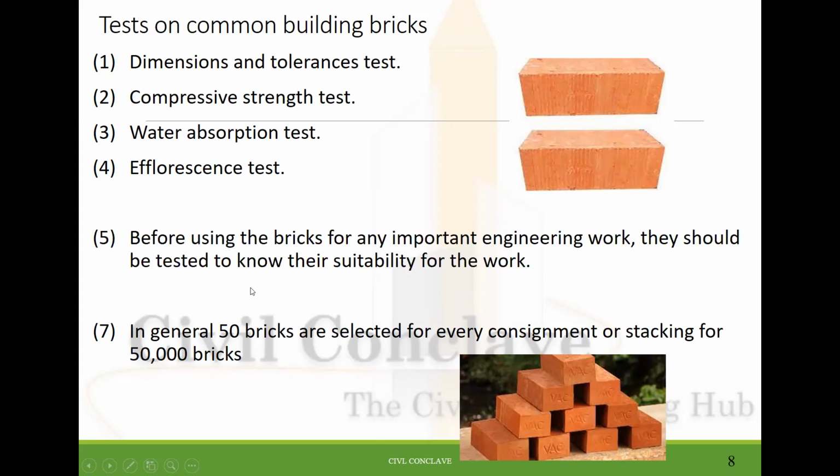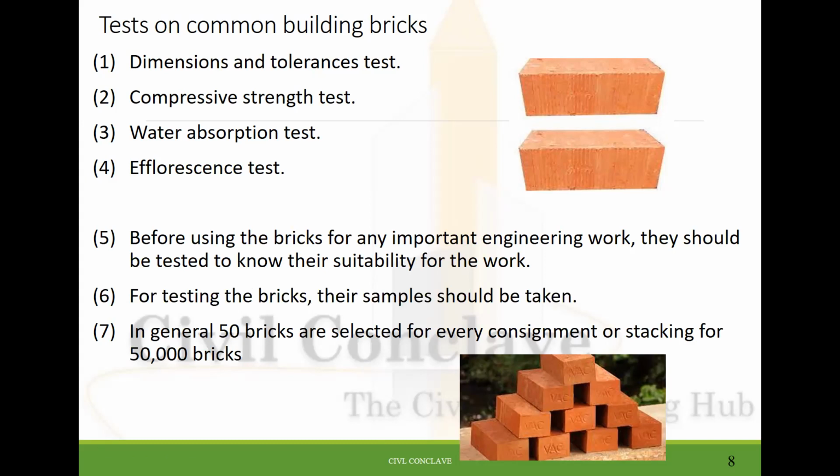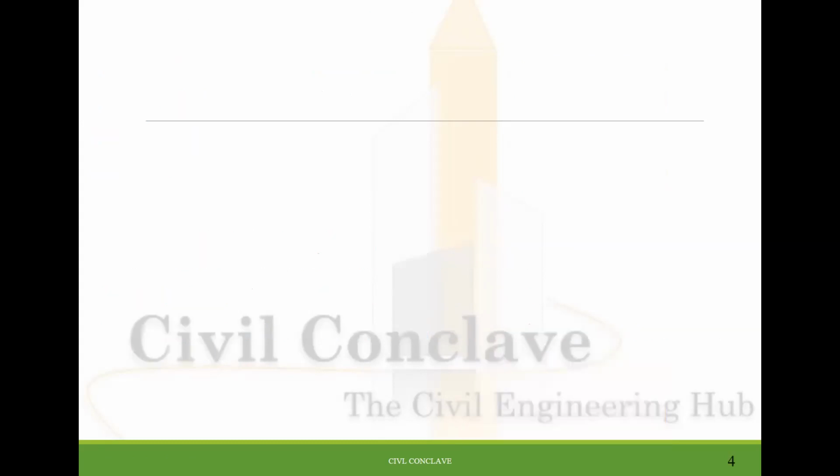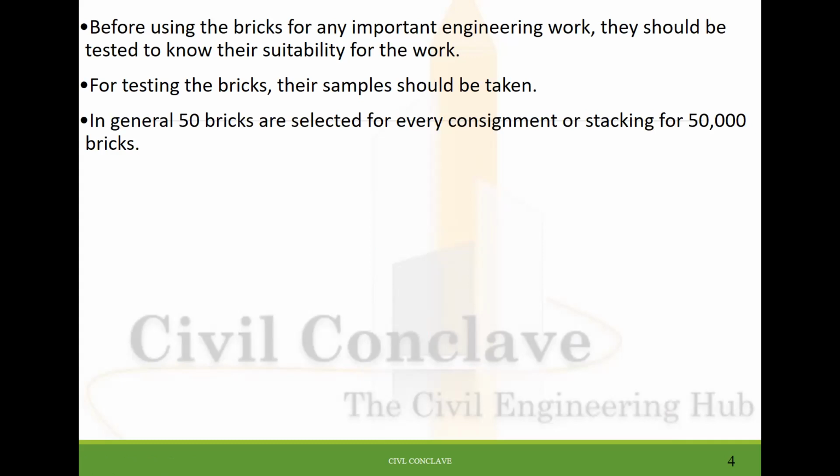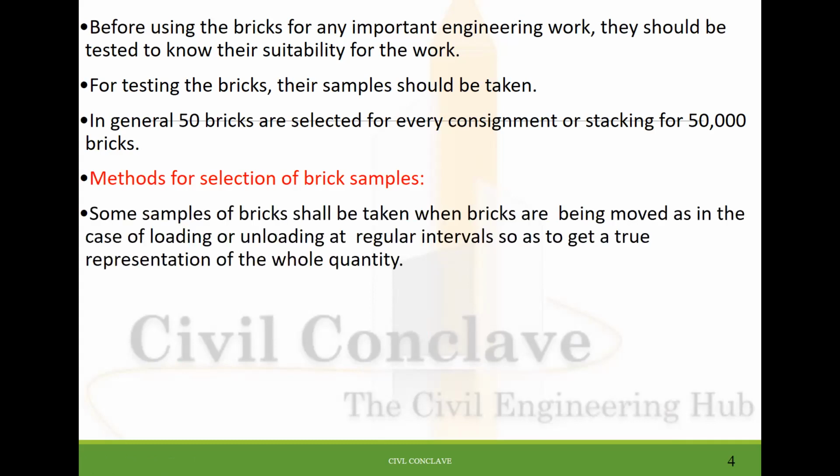Before using the bricks, they should be tested for quality. For testing, the sample should be taken. In general, 50 bricks are selected for every consignment of 50,000 bricks. Before using the bricks, they should always be checked for quality and acceptability, for which we have to take at least a minimum of 50 bricks for 50,000 bricks. Methods of selecting the brick samples.